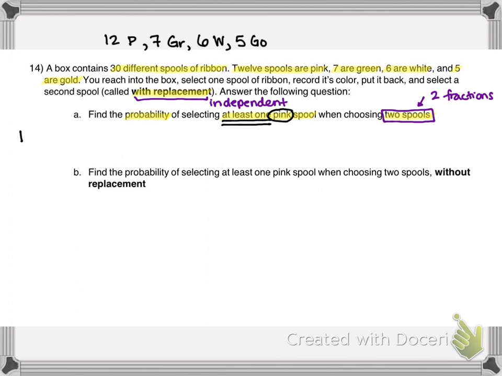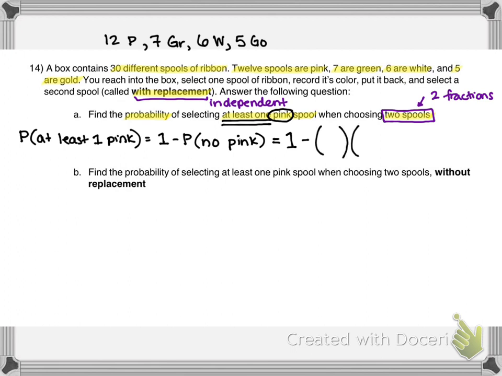So I'm going to rewrite the problem for us. At least 1 pink. Okay, so at least 1 was 1 minus no successes. So for us, that would look like 1 minus the probability that there are no pink spools. Remember, we're choosing 2 at a time. So this really looks like this: 1 minus, and then we're going to have 2 fractions multiplied together. So I'm going to set it up like this. And this is with replacement. So the first fraction will be over 30, and the second fraction will be over 30.